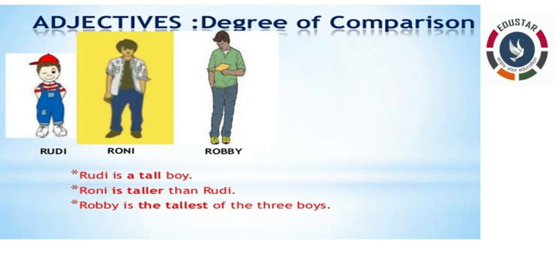So next one is Robbie is the tallest of the three boys. So Robbie is the tallest of the three boys. He is the tallest boy. So that is superlative form. So tall has been changed into tallest. And before tallest there is a word. What word is that? The. Okay.